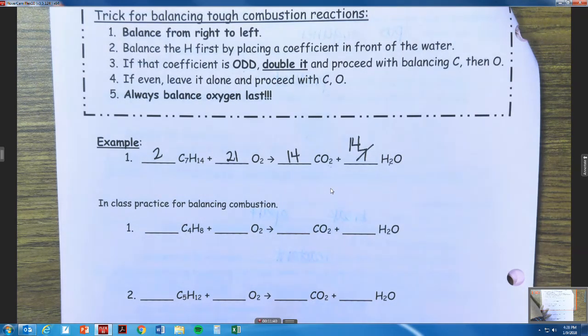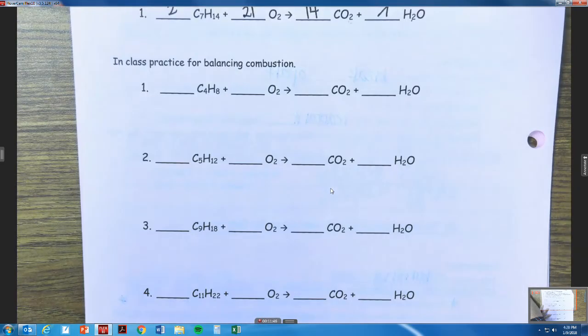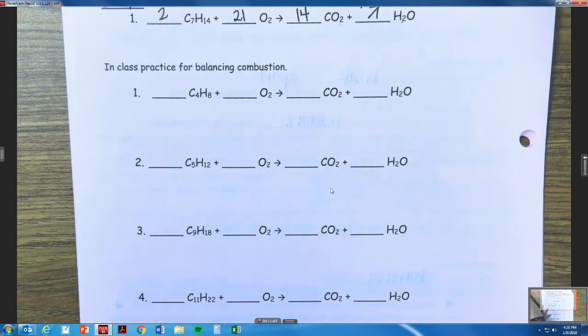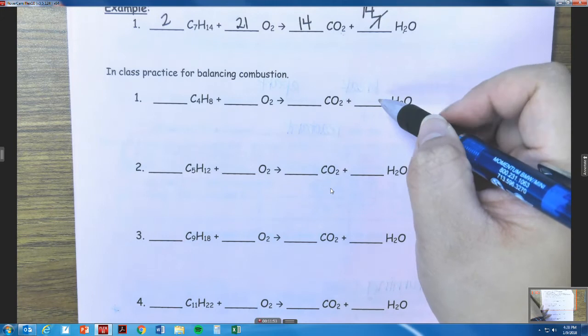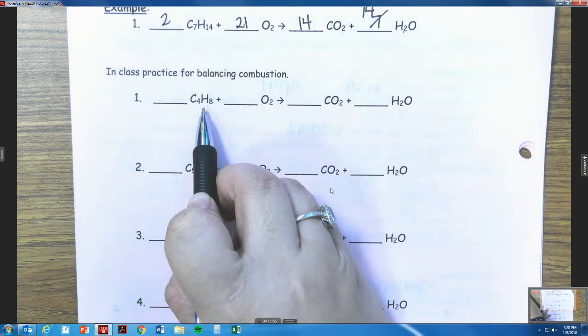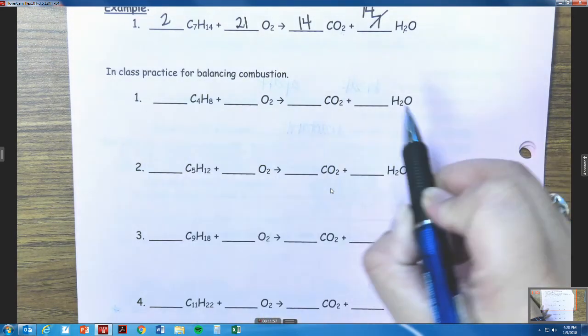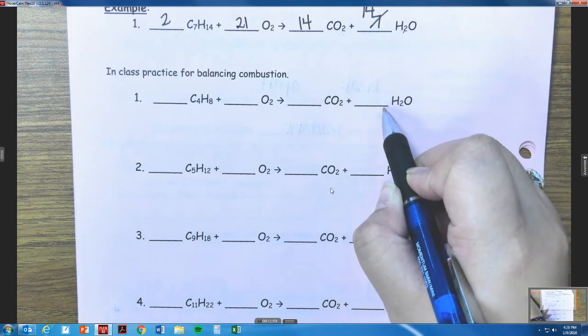Okay? All right, so let's go ahead and do our class practice for balancing combustion equations. Remember, our first step is to balance hydrogen. So if I have 8 hydrogen on my reactant side, how much does that equal?